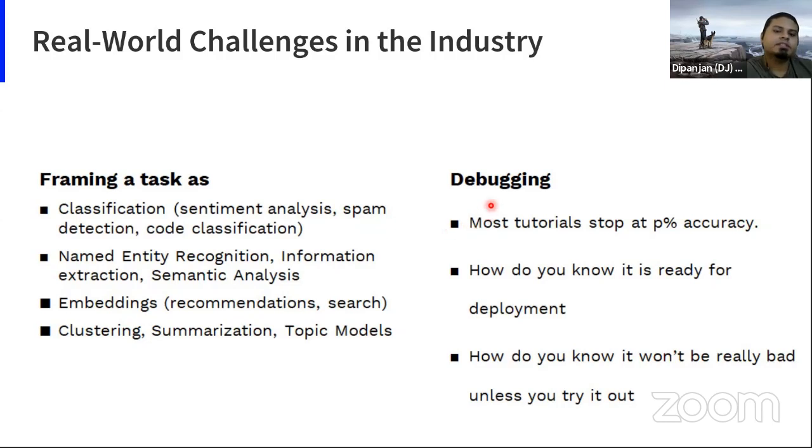And the next step is basically debugging. So most tutorials typically will stop at X% accuracy if you think about Kaggle, and so on and so forth. But in the real world, how do you know when you should stop training your models and when is it ready for deployment? So this is where you get a dilemma as to, do I spend the next 1 month tuning my model to get a 1% increase in accuracy, or do I deploy my model?